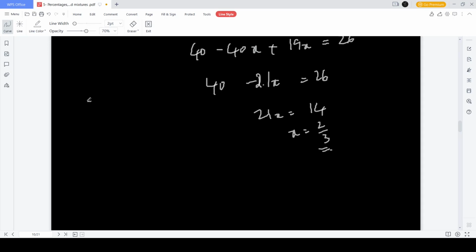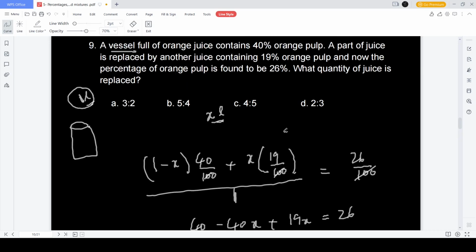Then we have to find the ratio of the replaced part to the non-replaced part. Basically the replaced part to the total, so that is nothing but 2 by 3 is to 1. If we multiply by 3 on both sides, we get 2 is to 3 as the ratio. So that's the ratio.